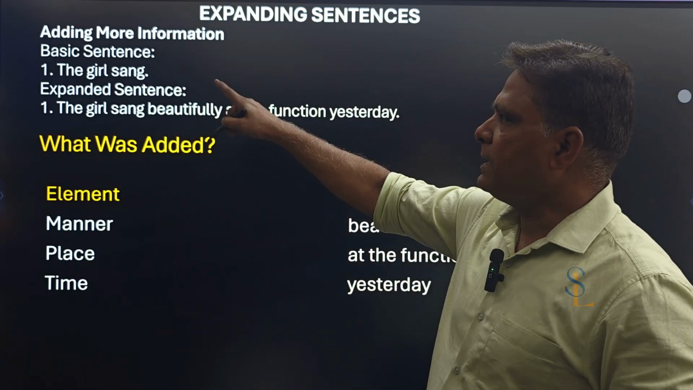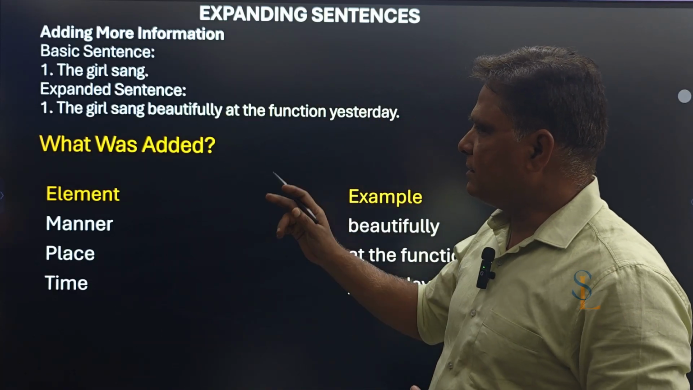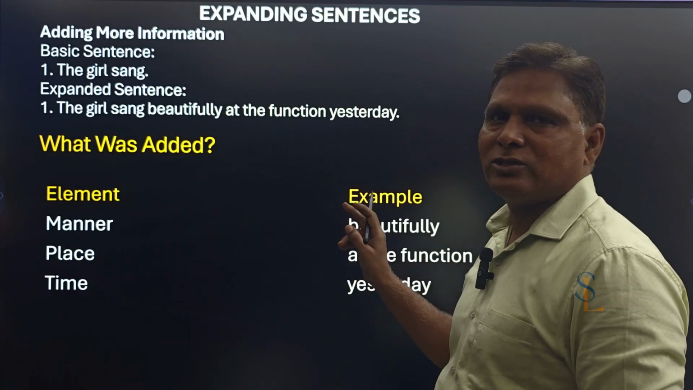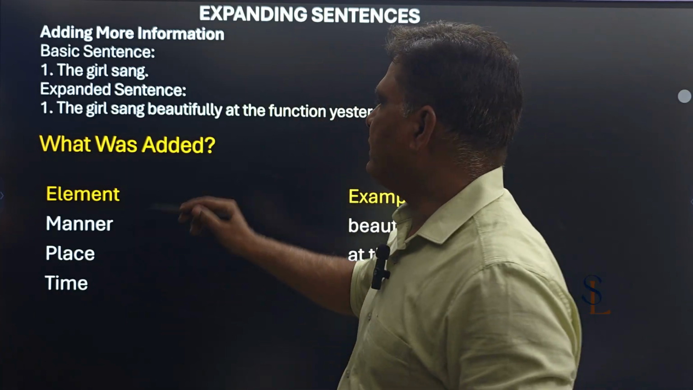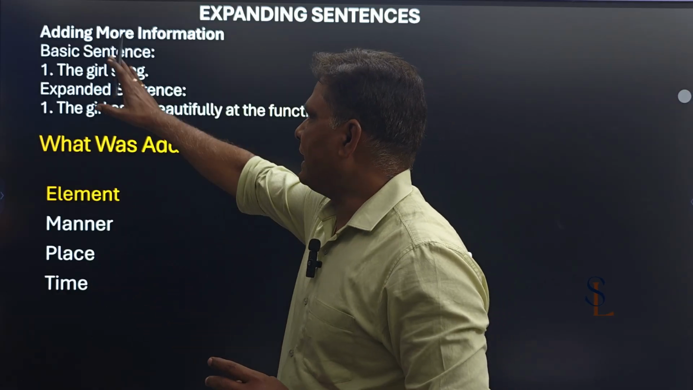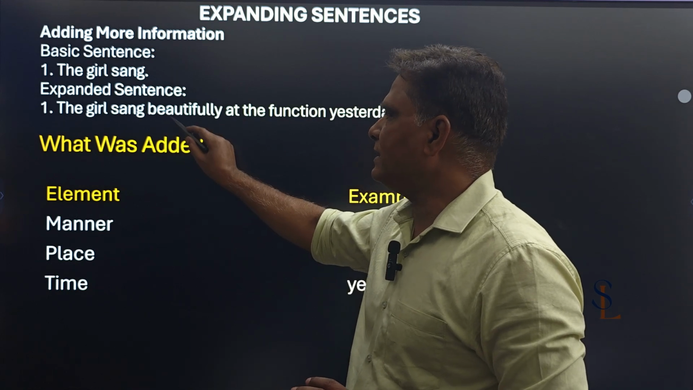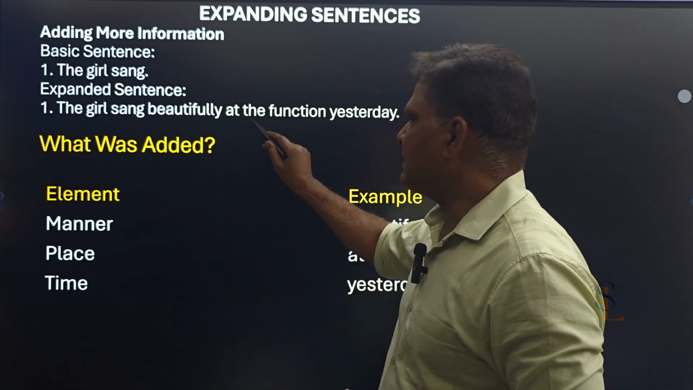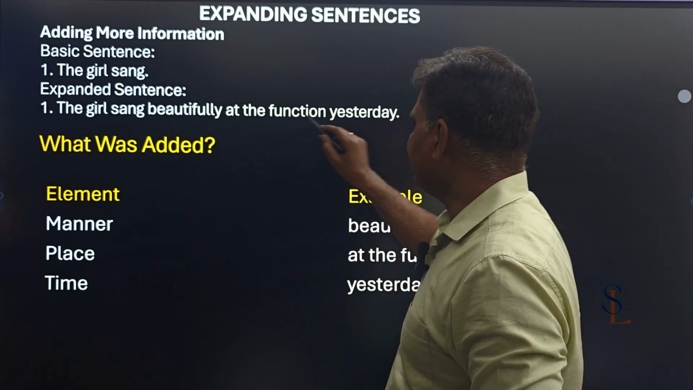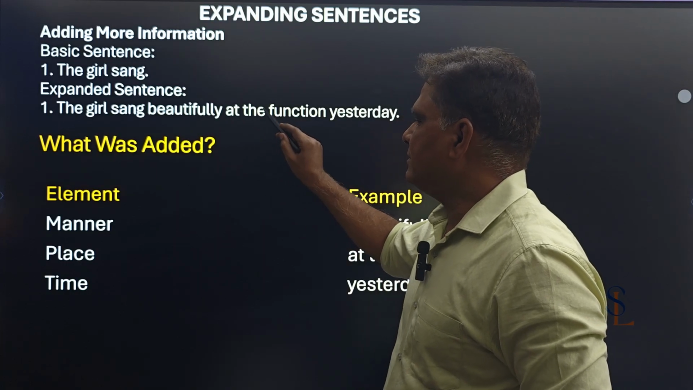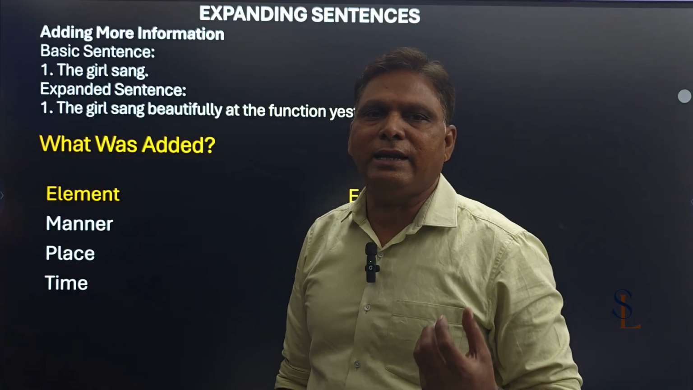For example, the basic sentence is: the girl sang. Now expand it. The girl sang beautifully at the function yesterday. How many parts did we add? We added three parts. The girl sang is one normal sentence. And how? What is the manner of singing? Beautifully. What is the place of singing? At the function. And what is the time of singing? Yesterday. Manner, place, time. And this is how you can increase the number of words and expand the sentences.